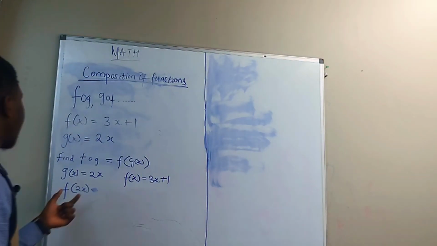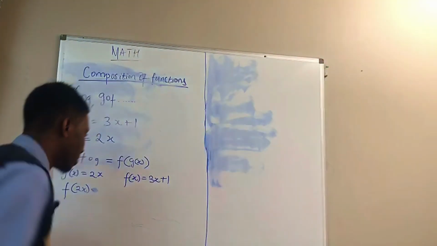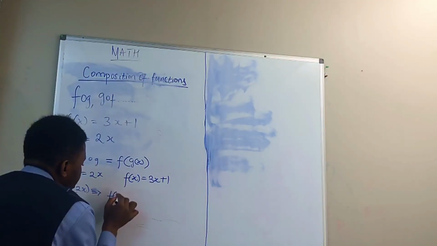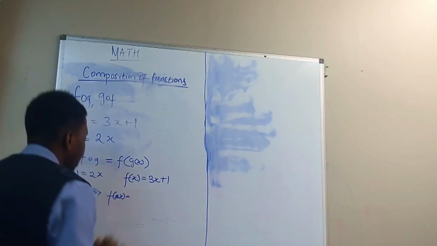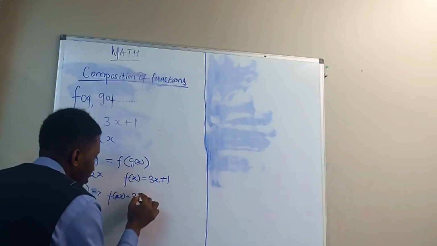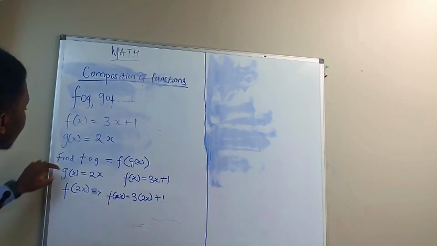And so if we have this, now we need to plug this into our function to generate an output. And so f of 2x would simply mean, where we have x, we plug in 2x. And so we have 3 times 2x, plus 1. And so now we've translated this.